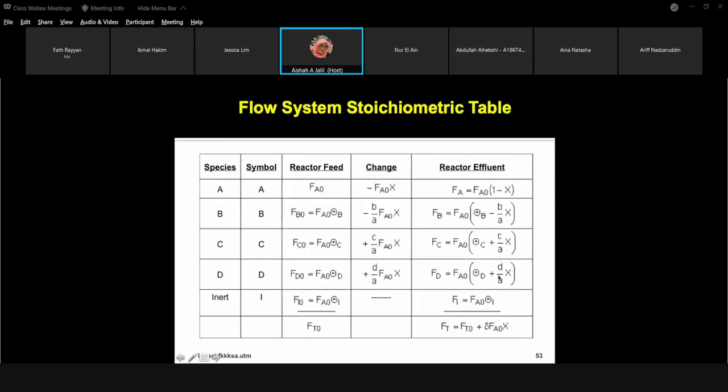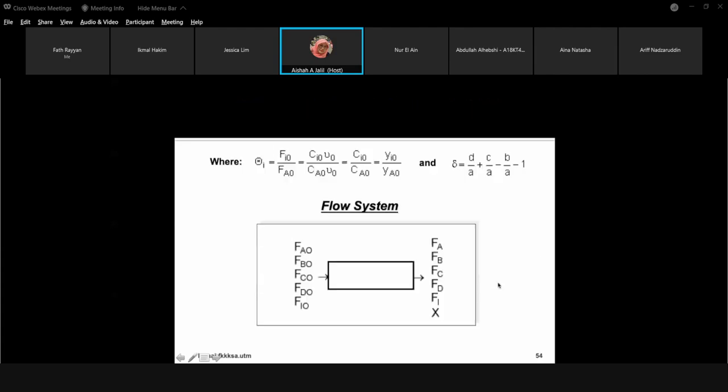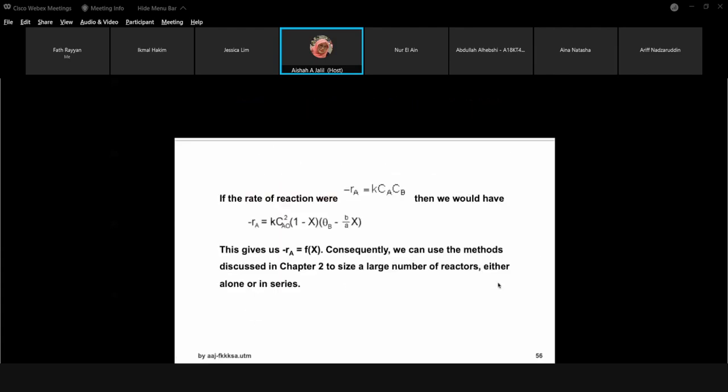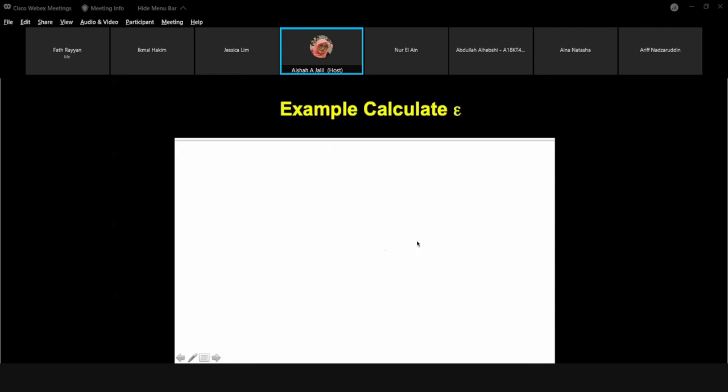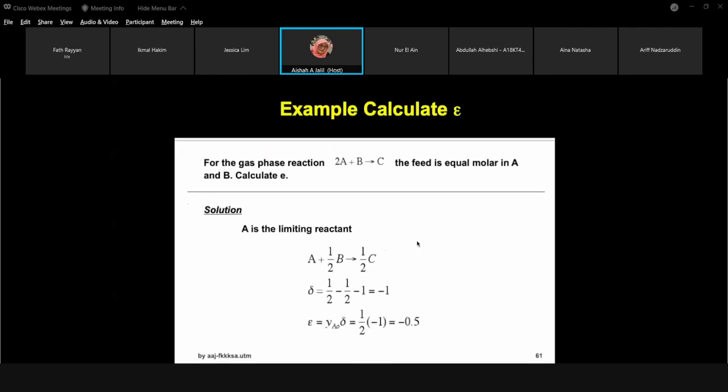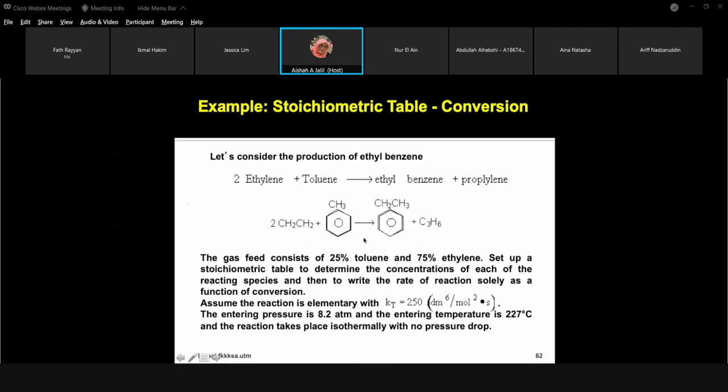your stoichiometric table. He did not show it here. For the C here, you have to put the epsilon. So you have to put it in the stoichiometric table. This one, okay? Okay, and then what? This is an example for the stoichiometric table. You have to write the stoichiometric table.